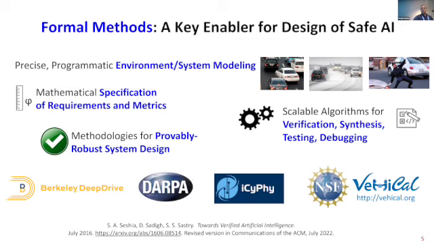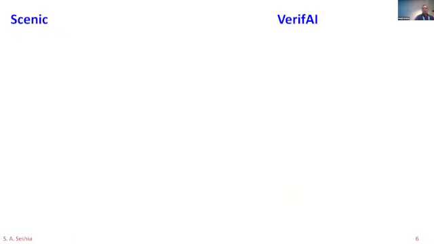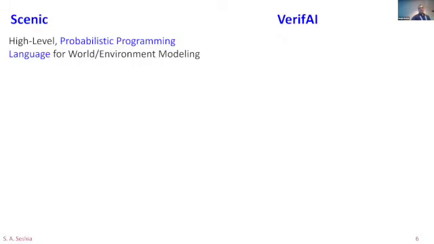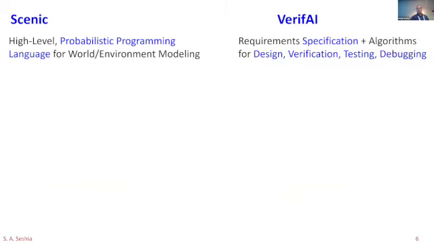Notably, right now, we are supported by a National Science Foundation open source ecosystem project. There are two open source tools that have come out of this, and that's really the focus of this tutorial today. Scenic is a high-level probabilistic programming language for world modeling. Verify is the supporting backend toolkit for requirement specification and algorithms for the various steps in the design cycle.